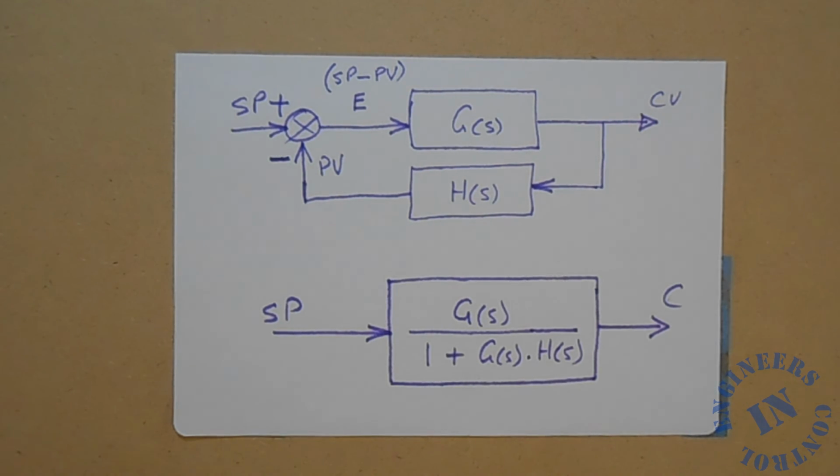So next time, in talk number 15, we shall start looking at step responses of dynamic systems and control loops. We shall begin with a simple first-order system which has an exponential step response.